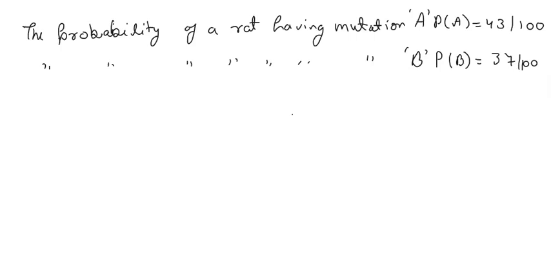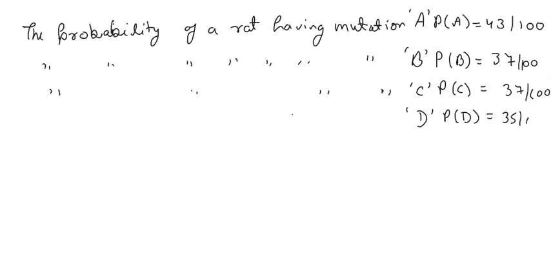Now same for C. We are calculating probability of C is equals to 37 by 100. Now for D, probability of D is equals to 35 by 100. Now here we can see we have calculated different probabilities of mutation having A, B, C, D.